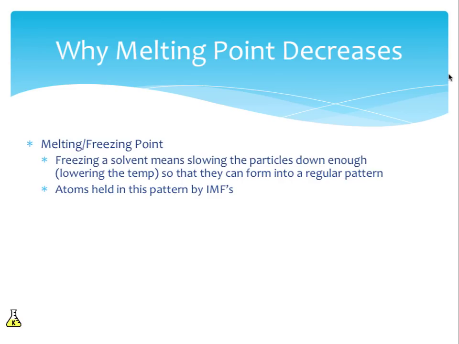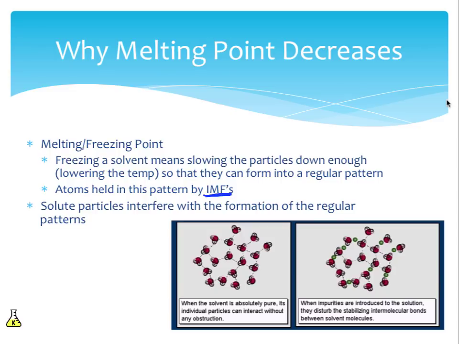We can jump right to the explanation as to why the melting point actually decreases, because we've covered the equation enough before. Freezing of the solvent means slowing down the particles long enough, by lowering the temperature, so that they can form themselves into a regular pattern, and that regular pattern is held in place by intermolecular forces. So where that freezing point or melting point occurs is determined by how strong those intermolecular forces actually are.